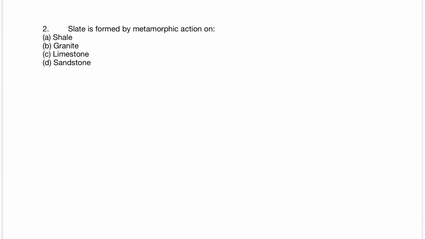Slate is formed by metamorphic action on: option A, shale; option B, granite; option C, limestone; option D, sandstone. The correct answer of this question is option A, that is shale. Slate is formed by the metamorphic action on shale. We know slate originates from shale undergoing metamorphism, causing the clay minerals in shale to realign and form foliated layers. So the correct option is option A, that is shale.